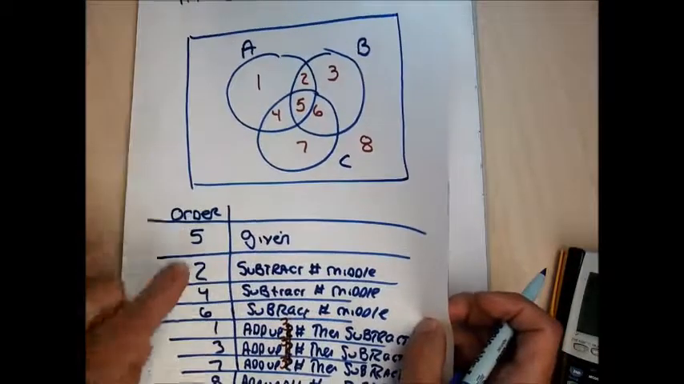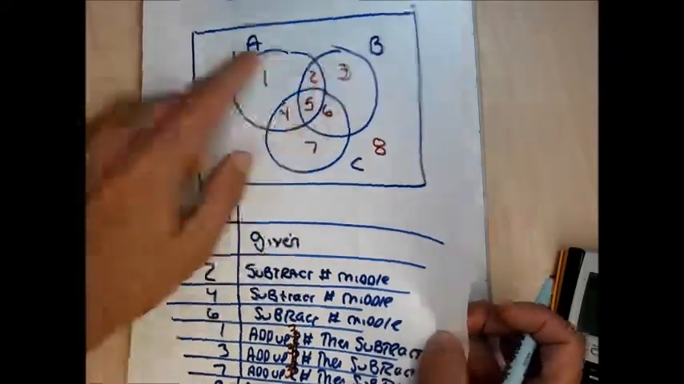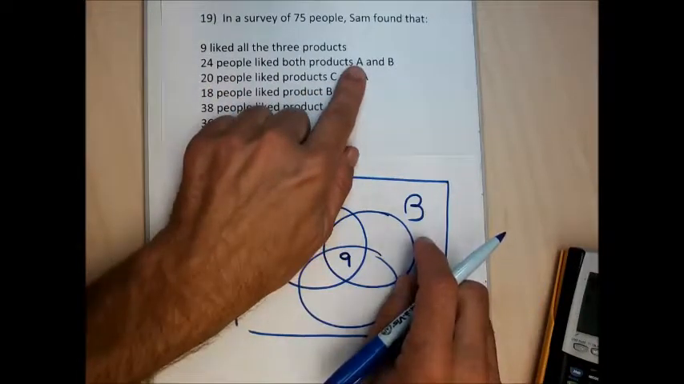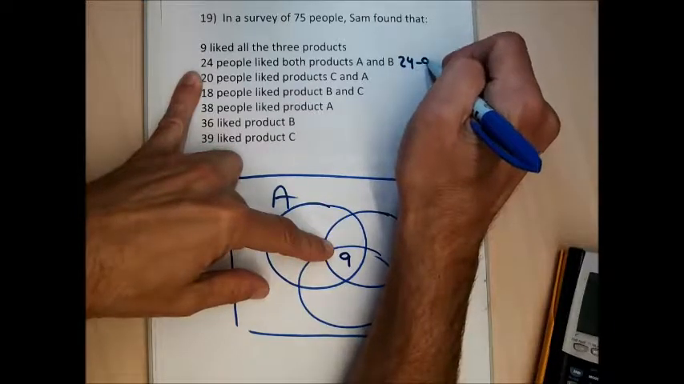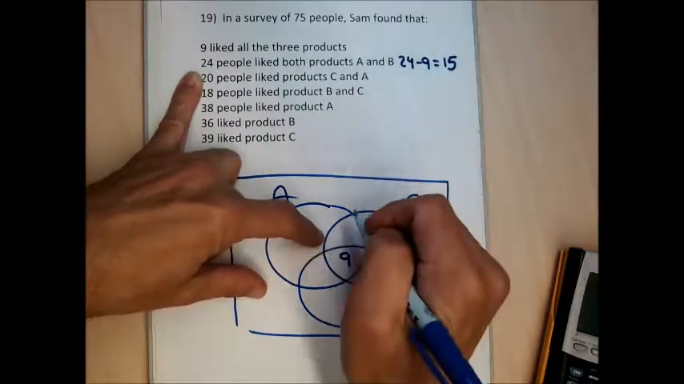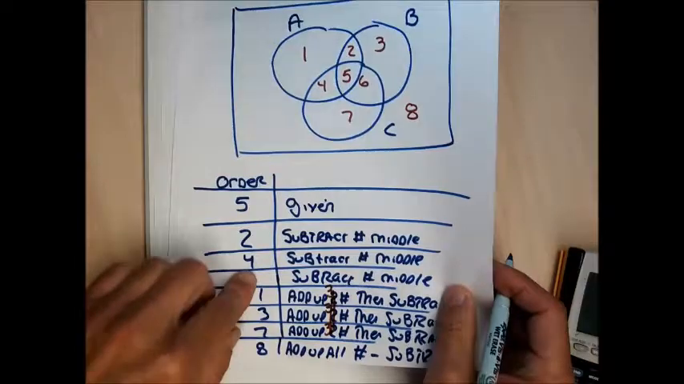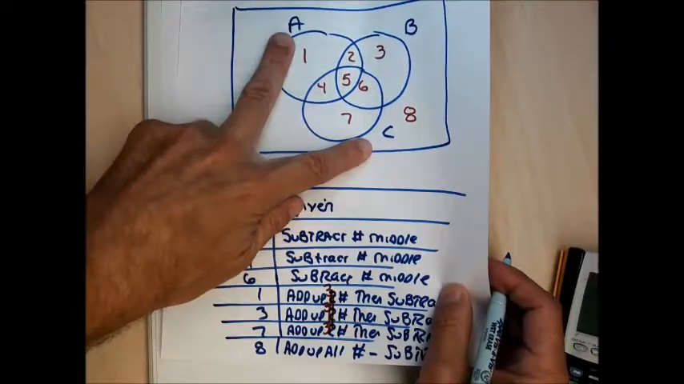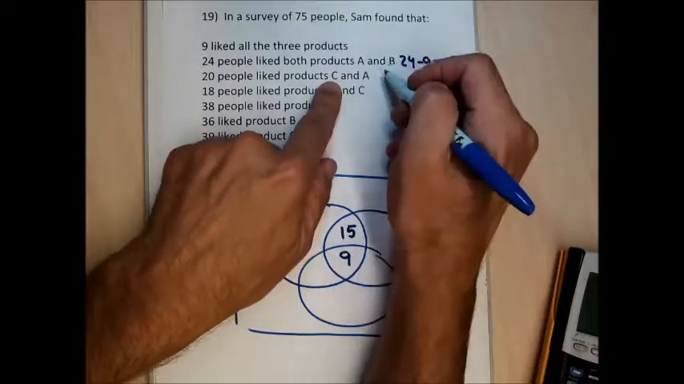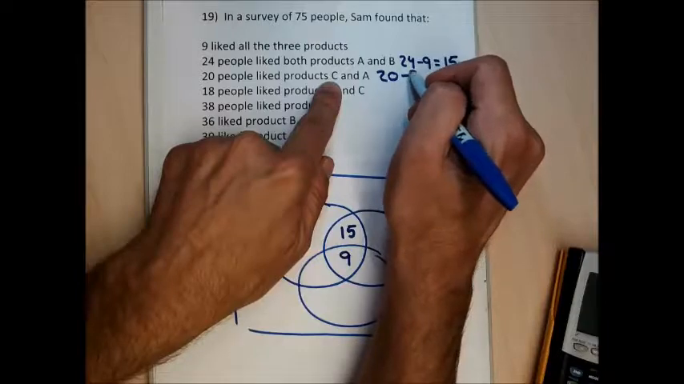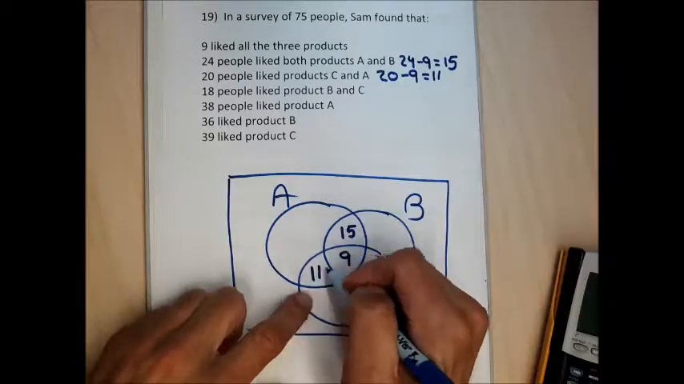Next, I'm going to do region 2 by subtracting the middle number. Region 2 is part of the A and the B circle. So I'm going to look for the numbers that have the A and the B and subtract the number that's in the middle. I'm going to go 24 minus 9 and get 15 in for region 2. Then I'm going to do region 4, which is part of the A and the C, and I'm going to subtract the middle number. I'm going to take the 20, subtract the 9 that's in the middle. That's going to give me 11 in between the A and the C circle.